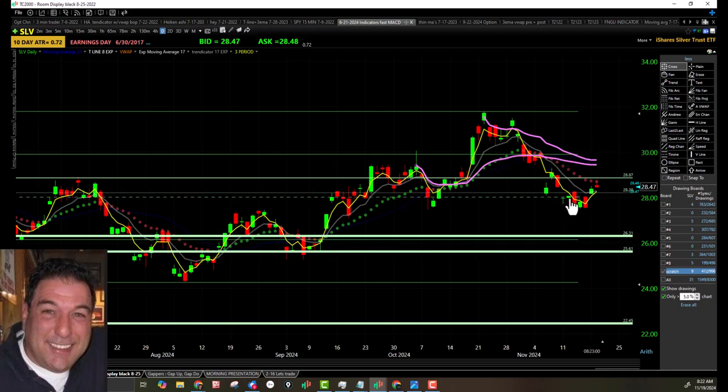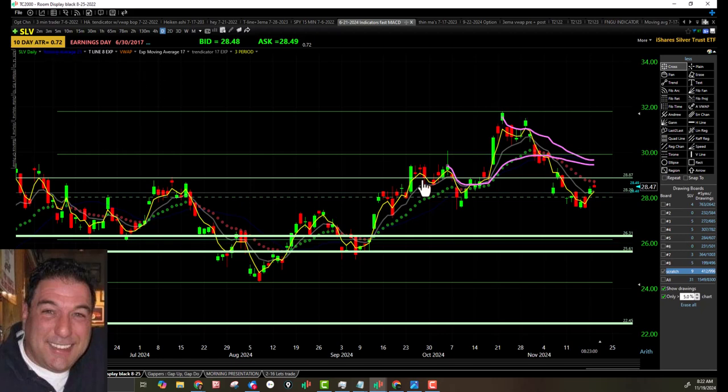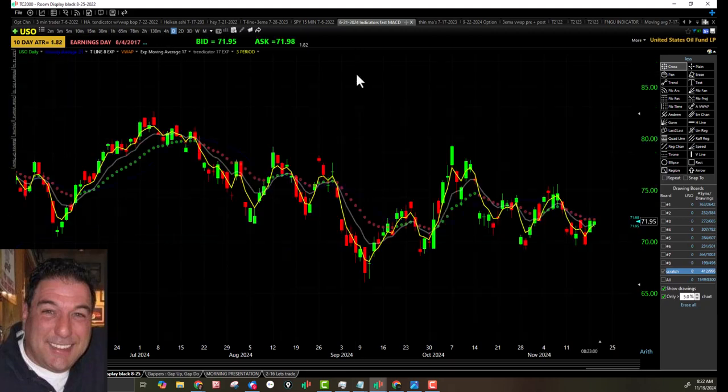We are still in quadrant 3. We're over the midpoint. That's good, but we're not in the upper third or the upper quadrant. All right, so still bullish on silver. Silver's still in an uptrend, just not ready to move up yet. All right, let's take a look at energy, USO.